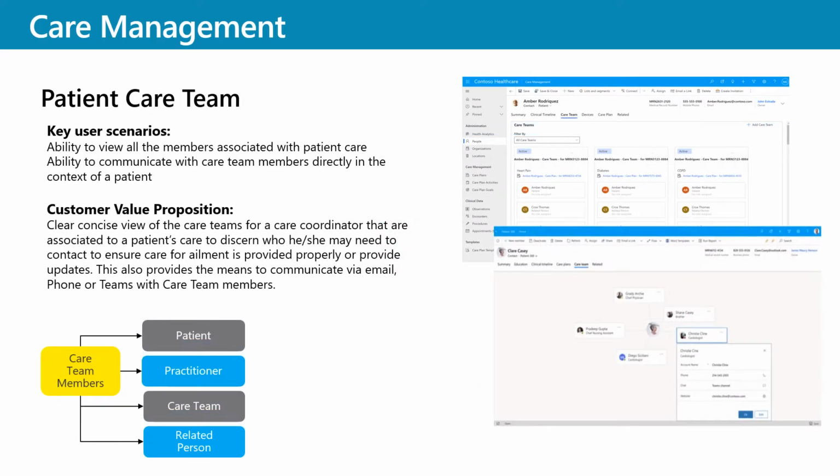Patient care team. Select the care team tab for a view of the medical professionals, family members, and other authorized people involved in the patient's care, including their names, role, and the care team, as well as the associated care plan and condition. This again provides a clear, concise view of the care team for a care coordinator and provides the means to communicate via email, phone, or Teams in the context of a patient.